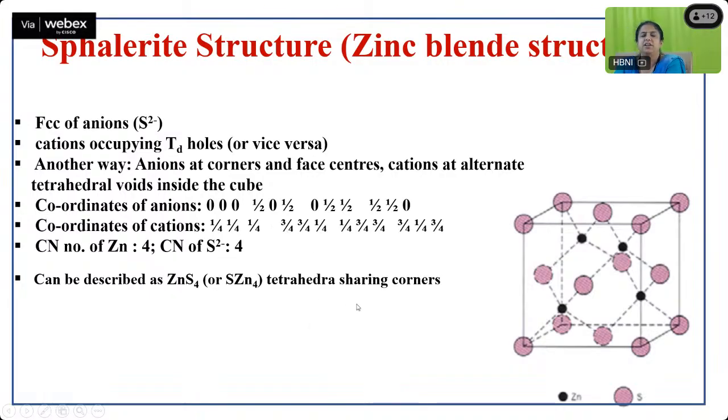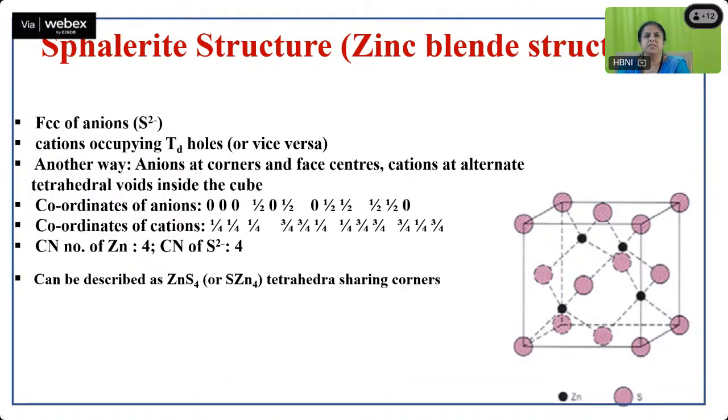And how do we define this structure in terms of polyhedra? If you try to visualize, this is your one tetrahedron. If this is a zinc at the center, this is 1, 2, 3, and 4. This is a tetrahedron. And here again, this is joined to this particular tetrahedral hole. So what you have is corner sharing, these two tetrahedra are sharing this one corner. So the ZnS structure can be described as ZnS4 or SZn4 tetrahedra sharing corners and then propagating in 3 dimensions.